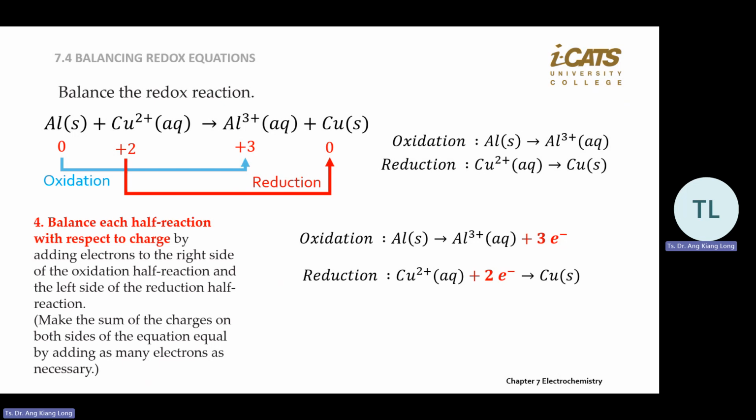So change this whole equation so that it can give you 6 electrons. Change this second equation so that it can give you 6 electrons. So 3 become 6: on the whole equation multiply by 2. This whole equation multiply by 3.